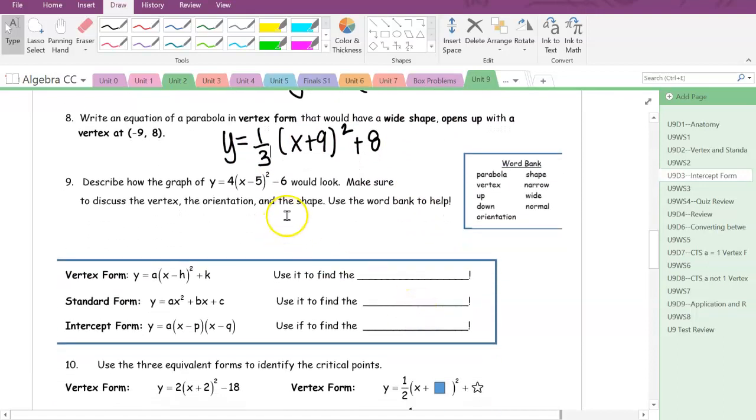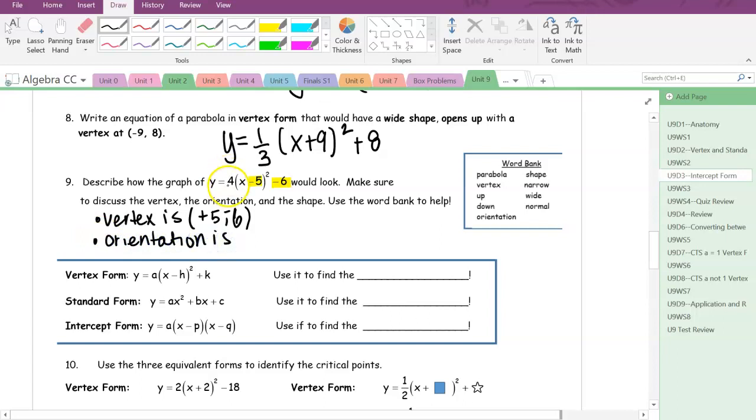Describe how the graph of y equals 4(x minus 5) squared minus 6 would look. Make sure to discuss vertex, orientation, and the shape. All right, so I know my vertex would be: change the sign, keep the sign, so positive 5, negative 6. I also know that my orientation is, since this is a plus 4, up.